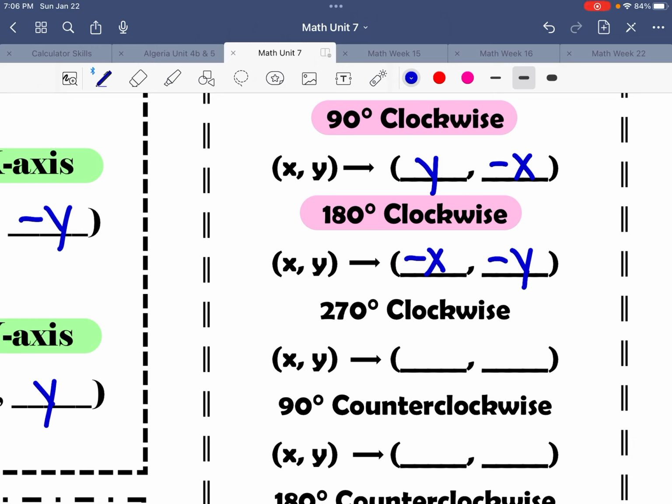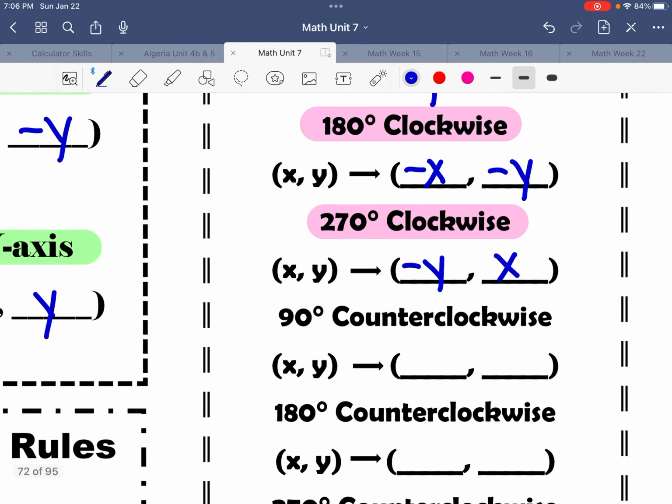And then if you have a 270-degree clockwise rotation, that rule is (negative y, x). The x and y coordinates will switch places, and the y will become its opposite. If it started out negative, it'll become positive. If it started out positive, it'll become negative.